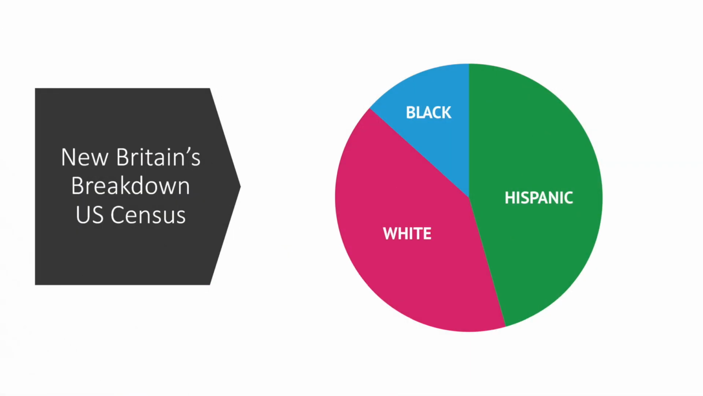The pie chart shows the ethnic diversity of New Britain, Connecticut. The largest segment represents Hispanic citizens from all of Latin America, the Caribbean, and South America. The next largest segment is white, with the smallest segment being Afro-American. 40% of households speak another language.